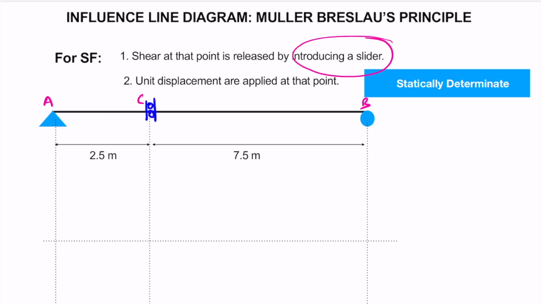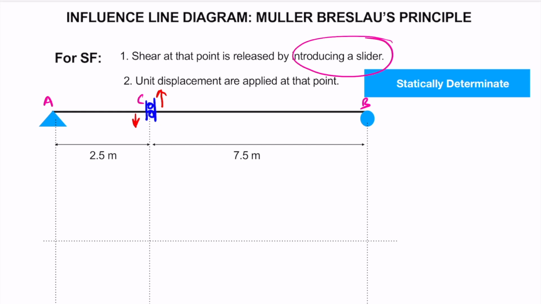The second step will be to apply unit displacement as shown. So we will apply the unit displacement like this. We will move the right part upward and the left part downward. After applying this displacement, whatever will be the deflected shape of this particular beam will be the ILD for shear force at C. Please note that the total displacement should be 1.